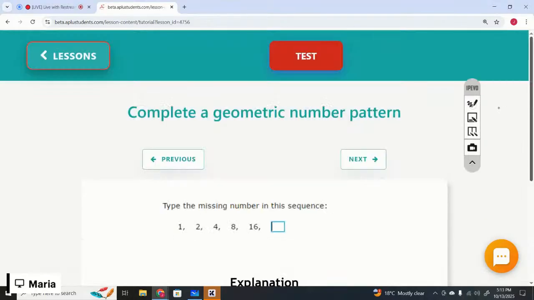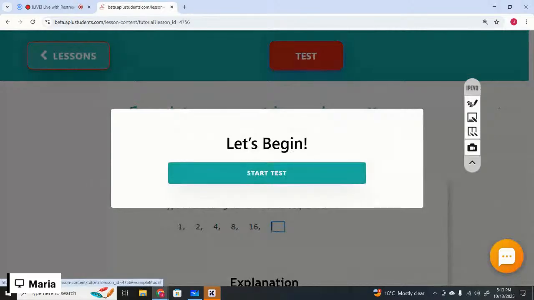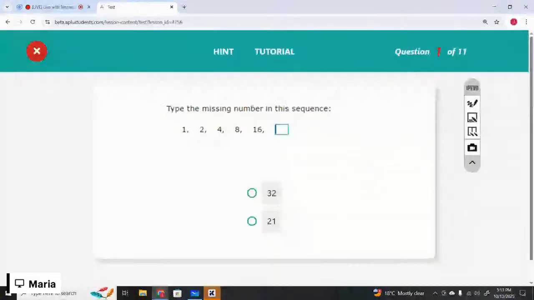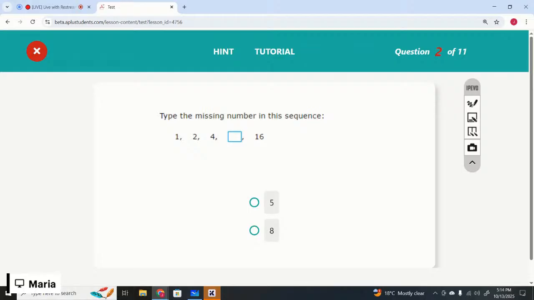Let's just start with the test. Type the missing number in the sequence. So which number is missing? That's the one we just did in the tutorial. So which is the correct option? So you need to multiply all the numbers by 2. So 16 times 2 is 32. Option number 1 is the correct option.